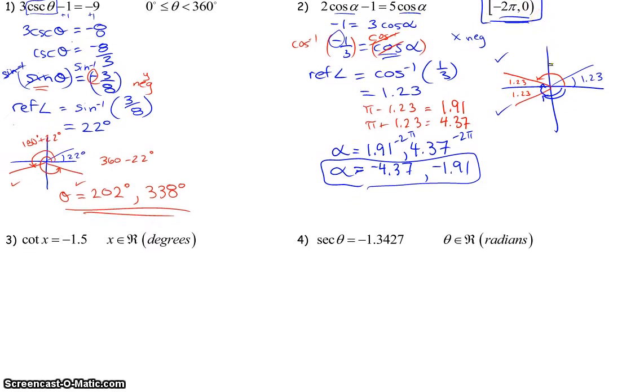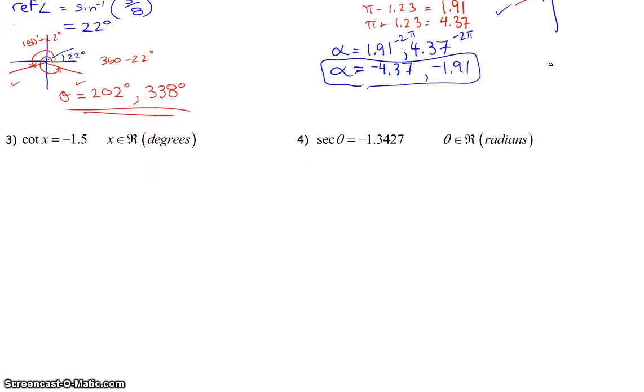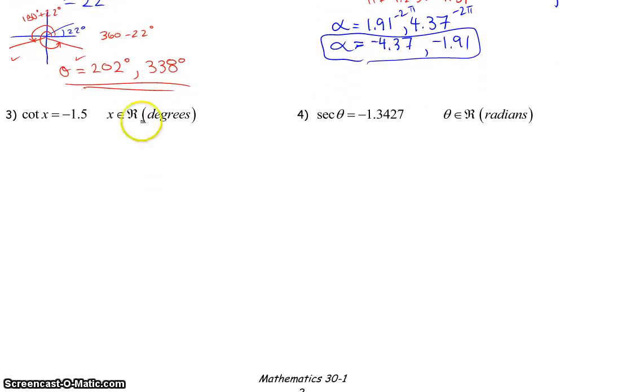Good. Let's look at our general solutions, the last two examples here. How do I know these are general solution equations? Look at your domain here. Our angle is actually an element of the reals, so we have to name it for all. And this time I remember to write degrees and radians.